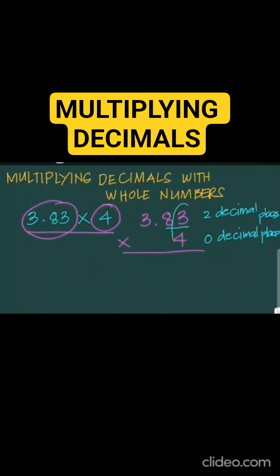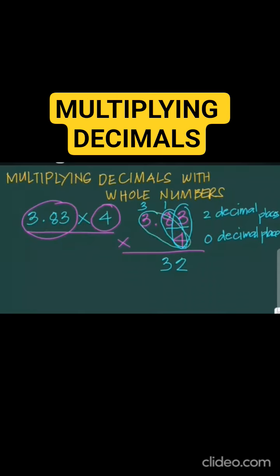Alright, we multiply the first digits first. 4 times 3, so that is 12. Carry 1. We put 1 on top of above 8. And then 4 times 8 is 32. And 32 plus 1 is 33. We bring down 3 and then we write 3 above 3.